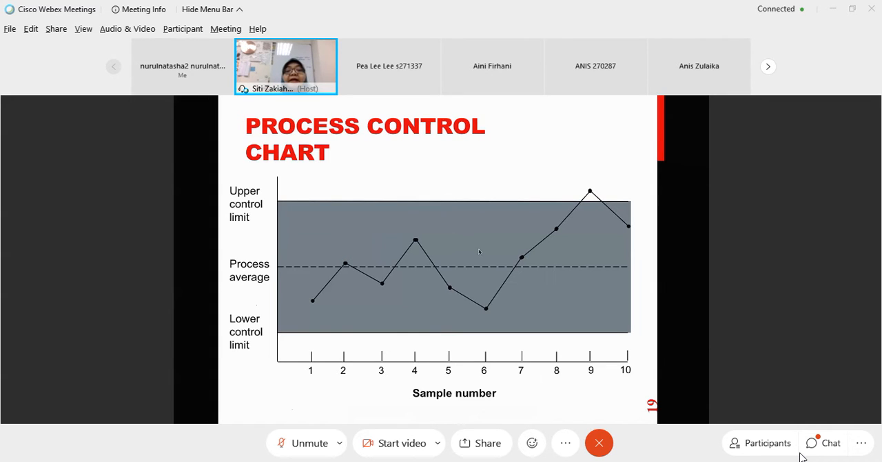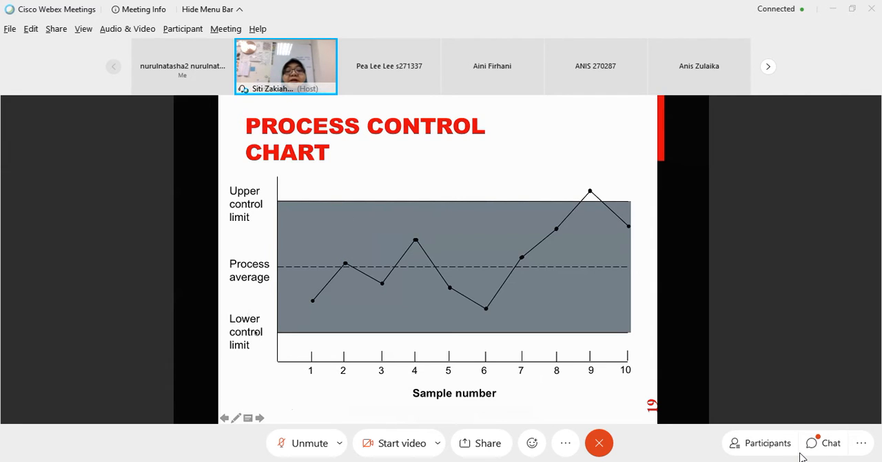Okay. Ni gambar dia, right? This is a process control chart. Okay. This is the process average or the mean. Kan when you look at the slide, they will always say that around the mean, within the mean. Ni mean dia, right? This is the upper control limit ataupun dia panggil UCL.